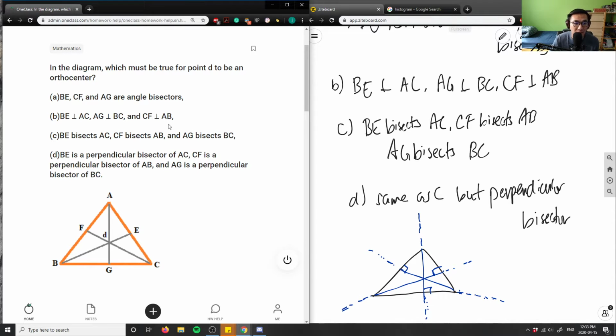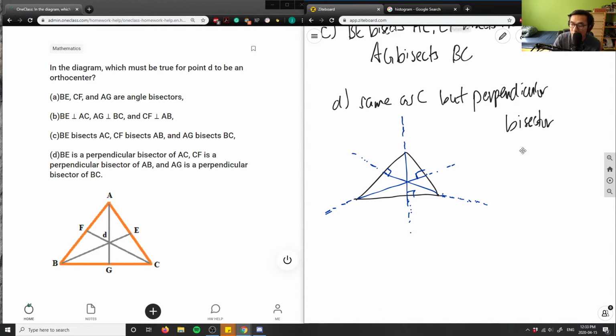B says that BE has to be perpendicular to AC, and D says BE is a perpendicular bisector of AC, right? So what's the difference between perpendicular and perpendicular bisector? Let me look at perpendicular first. If I say something is perpendicular to each other, I'm going to do this in red. BE is this line here. So BE has to be perpendicular to AC, right? These two lines have to be perpendicular to each other.